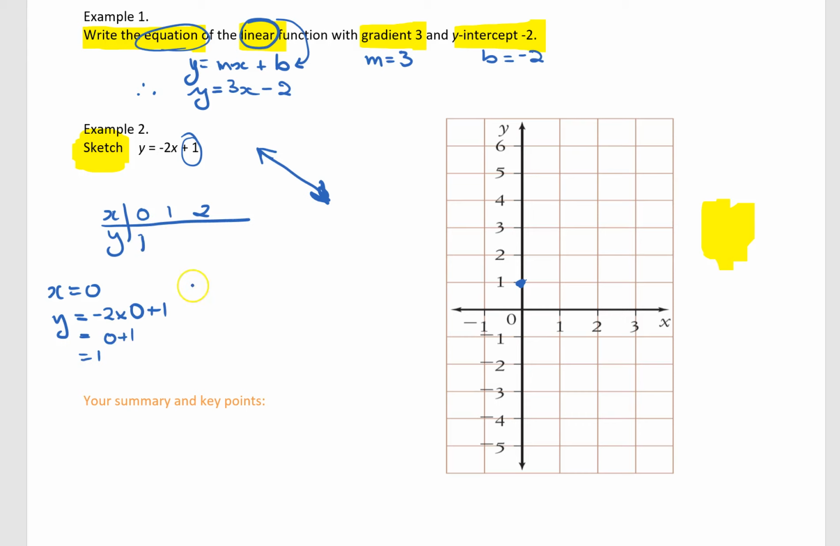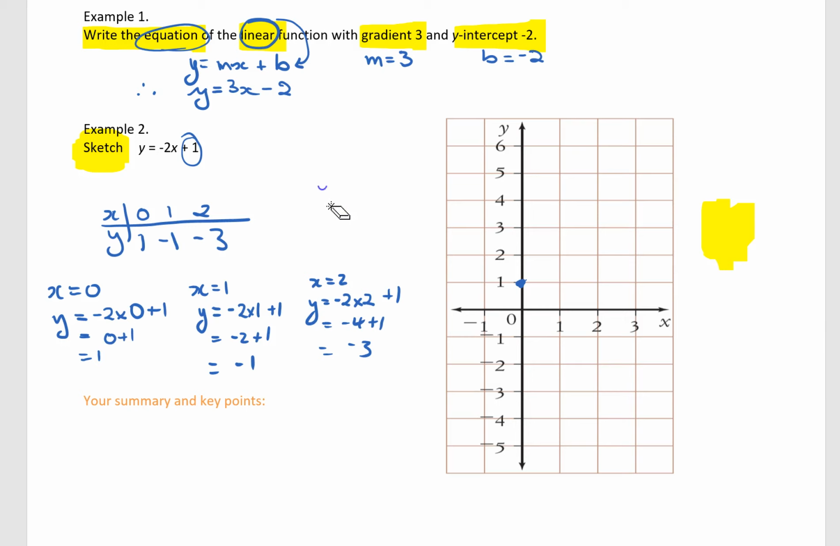Then, when X is equal to 1, Y is, go to our equation, -2 times 1, and then add 1. -2 times 1 is -2, add 1 is -1. Got it. -1 goes with 1. And when X is equal to 2, Y is equal to -2 times 2, add 1, -4, add 1, which is -3. From this table of values, it's important that you can write the coordinates.